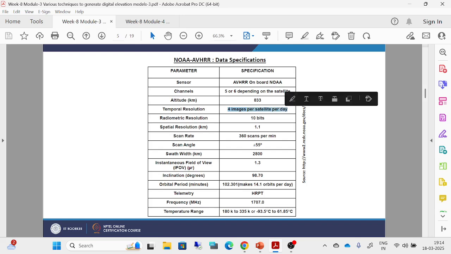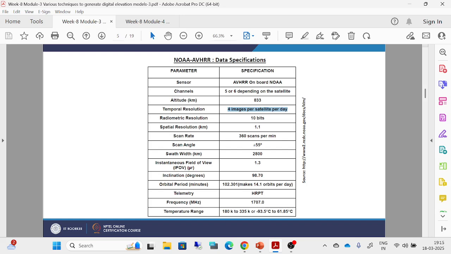So temporal resolution is how many images can be taken in a day, like the number of images in a particular time period, or in a second, or whatever, that 1 hour or 1 day or whatever it is, in that time period how many images can be taken. That is telling you about the temporal resolution of a satellite.